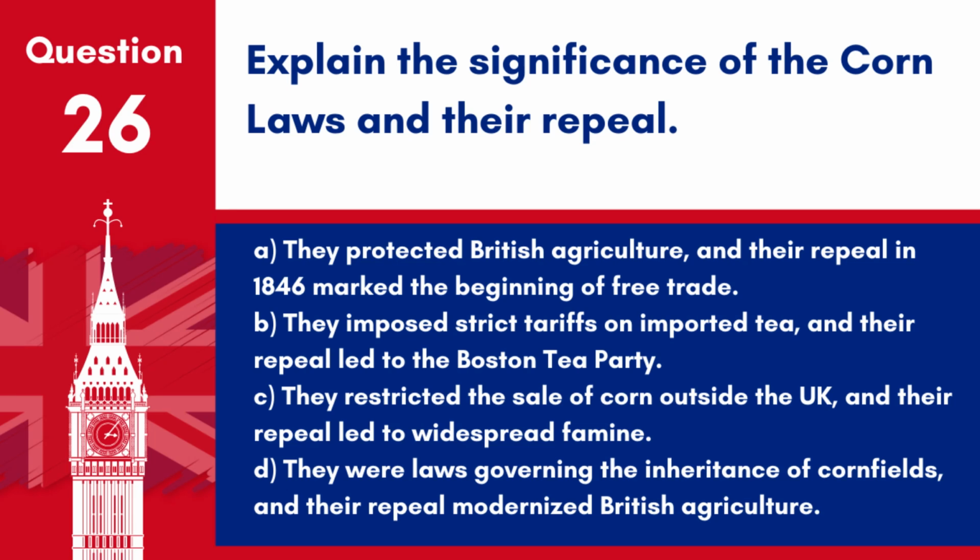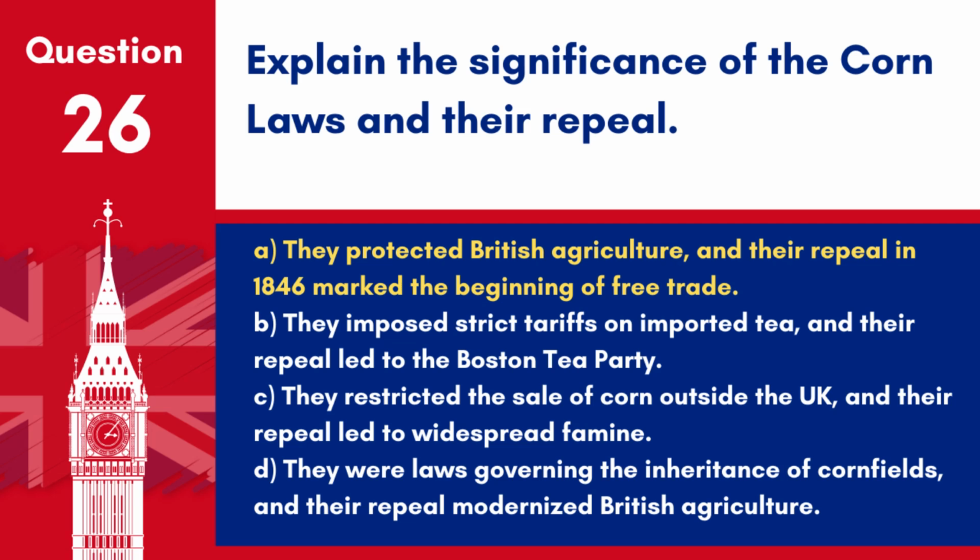B. They imposed strict tariffs on imported tea, and their repeal led to the Boston Tea Party. C. They restricted the sale of corn outside the UK, and their repeal led to widespread famine. D. They were laws governing the inheritance of cornfields, and their repeal modernized British agriculture. Answer: A. They protected British agriculture, and their repeal in 1846 marked the beginning of free trade.